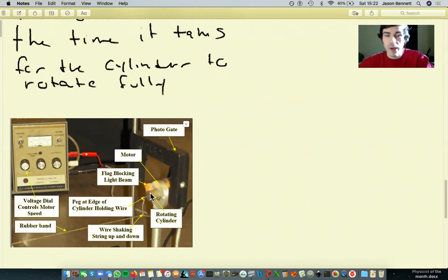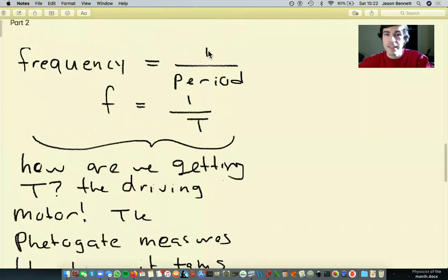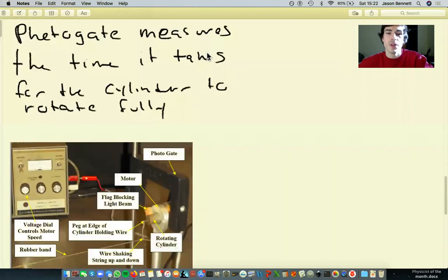And so a way that we devised to measure the frequency of how fast this goes is to measure the period, because we know that the frequency is 1 over the period. So we're going to time how long it takes for this engine to rotate the cylinder. We stuck a little flag to it, and as it goes around, it blocks and unblocks the photo gate. And so we get a time for that, and then we know the so-called driving frequency of how that works.